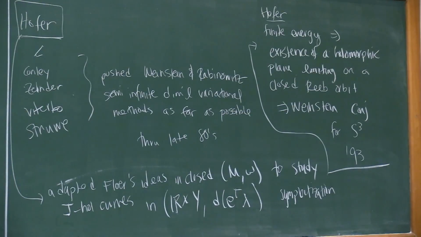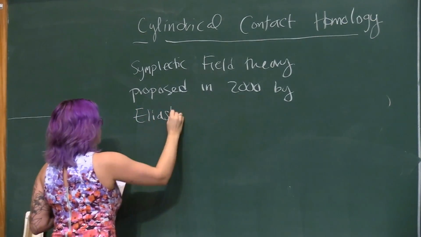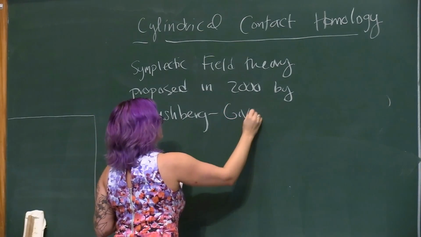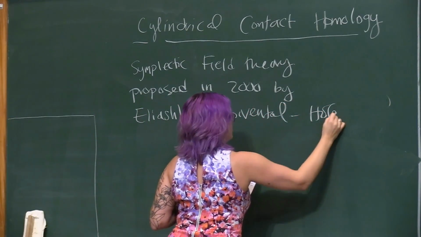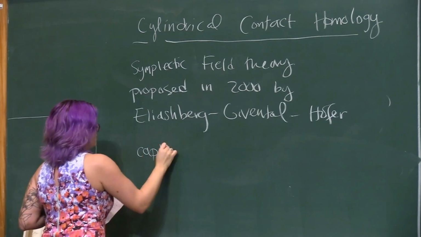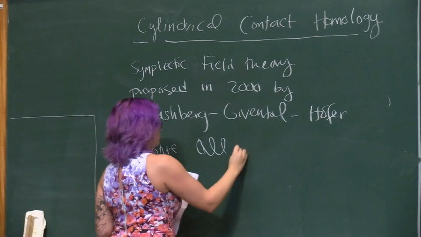But in the meantime, people wanted to push pseudo-holomorphic curves to get some sort of contact homology theory. Because there were all these different Floer homology type theories, the idea was that you would have symplectic field theory. This was proposed in 2000 by Eliashberg, Givental, and Hofer, and it was supposed to capture somehow all possible Floer theories.